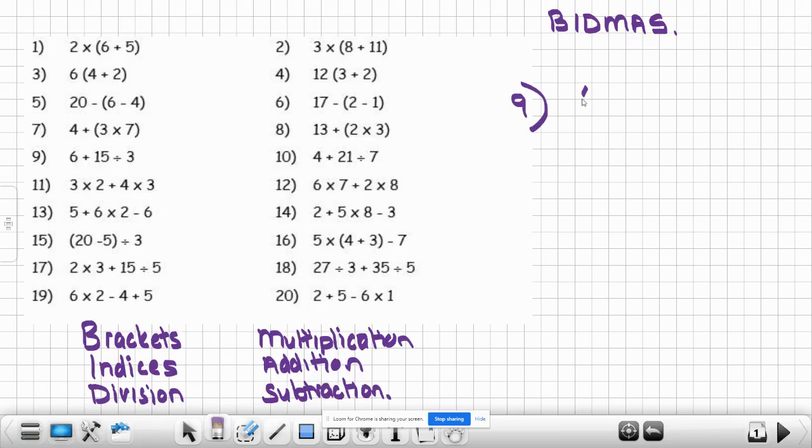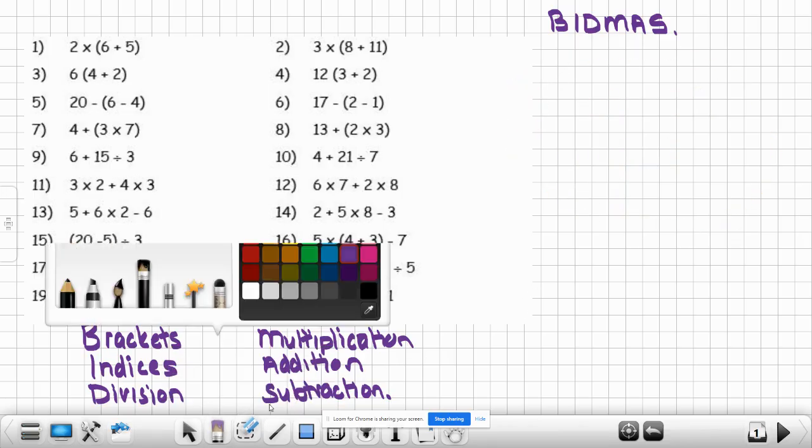Question 9. 6 plus 15 divided by 3. What do we have to deal with first? We need to deal with the division before we can do the addition. So let's do that. So the 6 is left, and we're going to add something to that 6, and let's work out what it will be. 15 divided by 3, well, 3 goes into 15 5 times. So that becomes a 5. We then have a sum of 6 plus 5, which is 11.